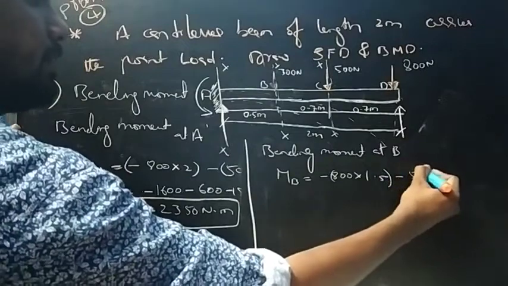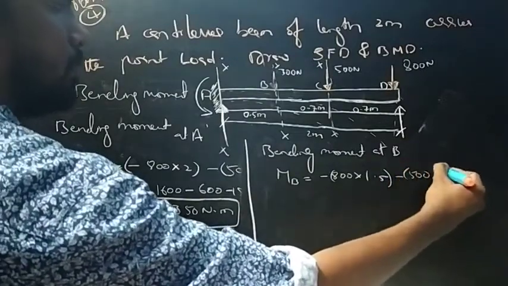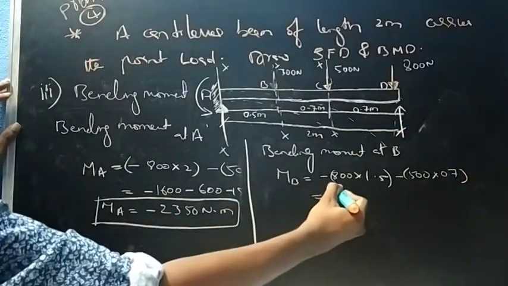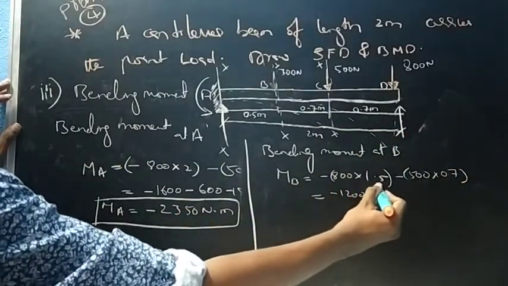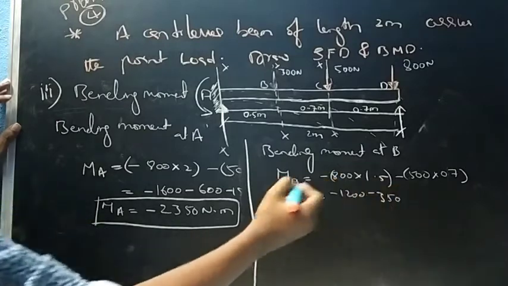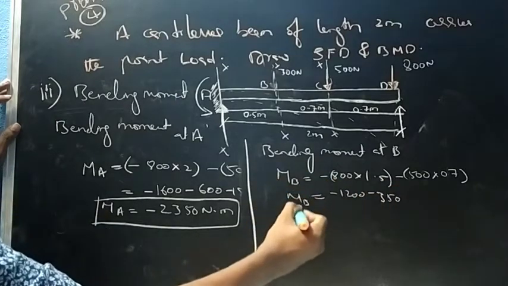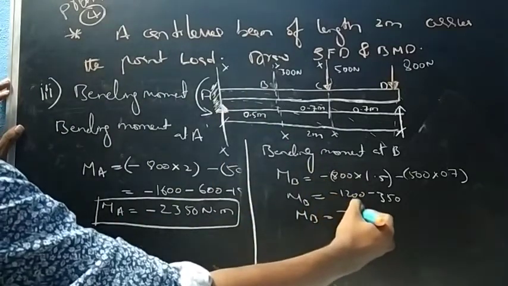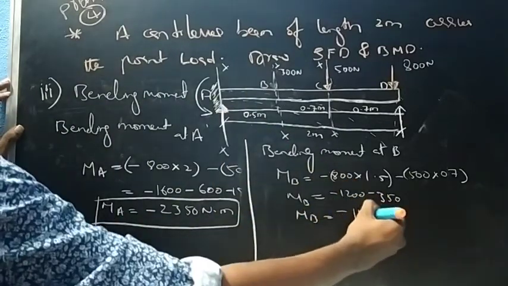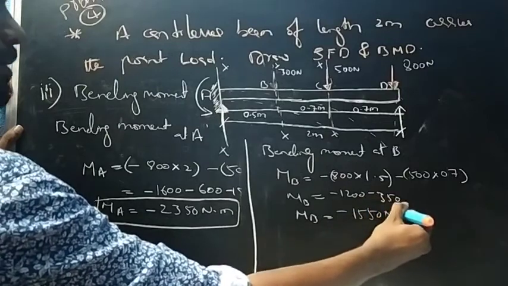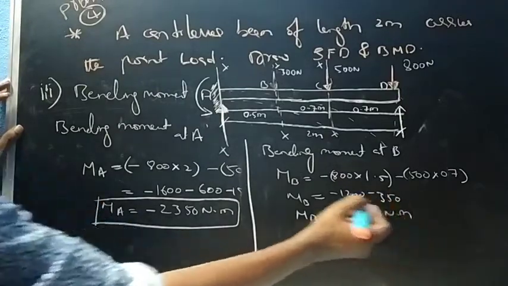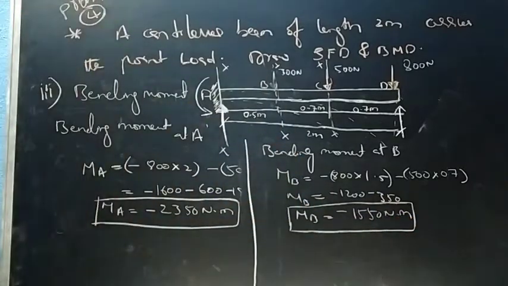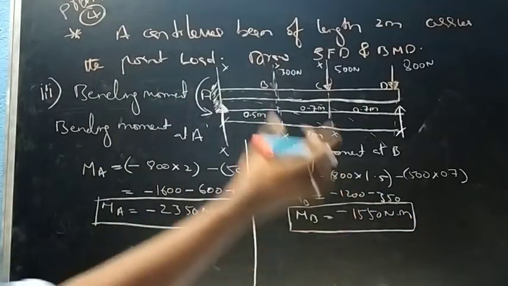Minus 500 into 0.7 meters. Clear? From here we can get minus 1200 minus 350. So MB equals minus 1550 Newton meter. Okay, Newton meter. Clear? We got MA and MB.